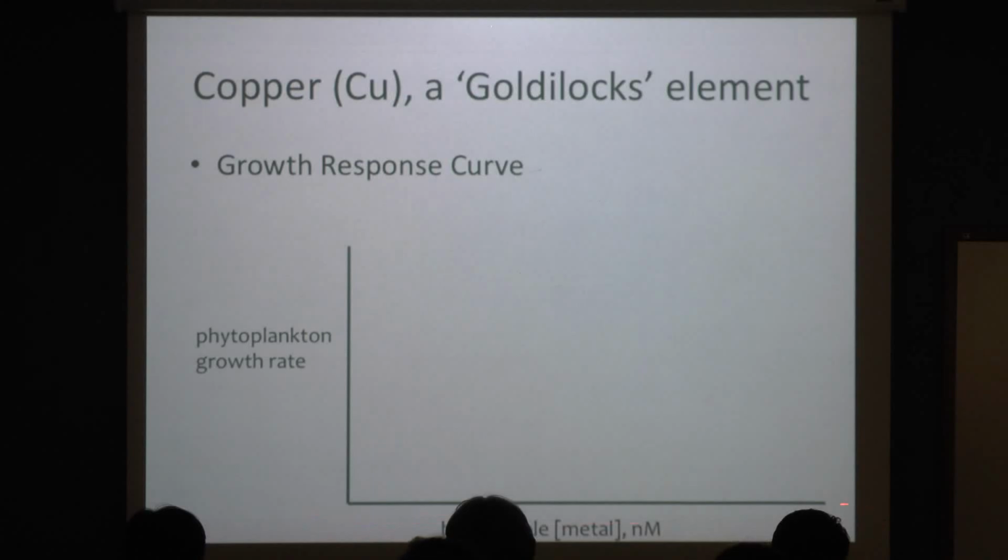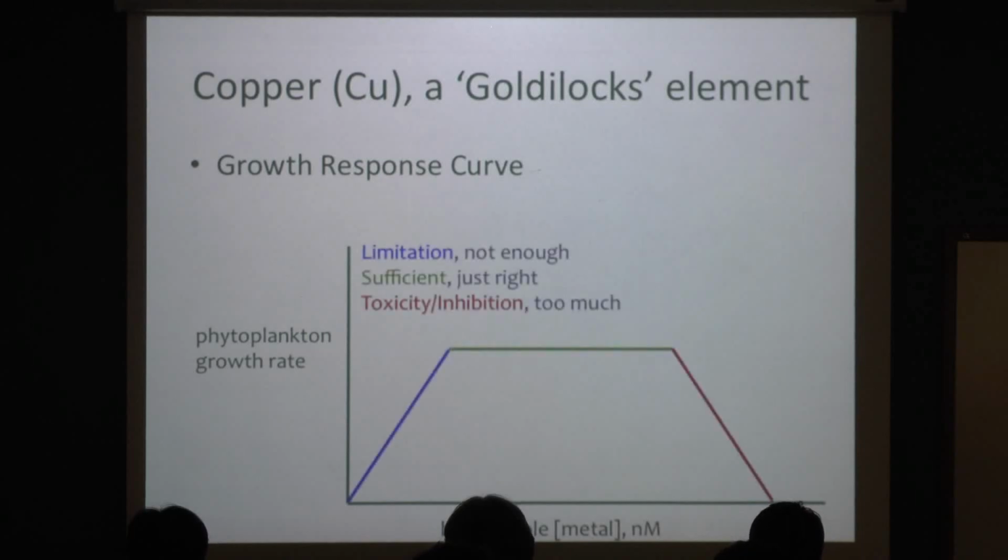So here we've got bioavailable metal concentration on the x-axis, phytoplankton growth rate on the y-axis. So how phytoplankton growth rate changes as a function of the bioavailability of that element. If you don't have enough of that element, then as you increase the bioavailability of that metal, the growth rate of the phytoplankton organism will increase. When you reach sufficiency, the just right bowl of porridge, if you will, you can change the concentration of that element and it has no effect, or the bioavailability of that element, it has no effect on phytoplankton growth.